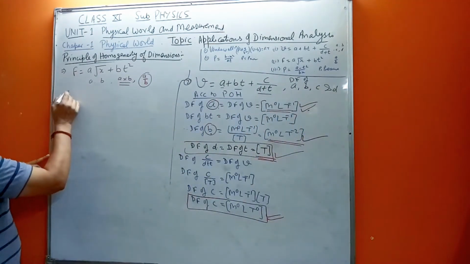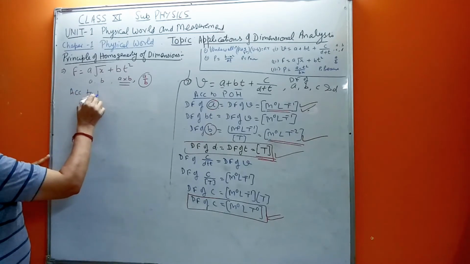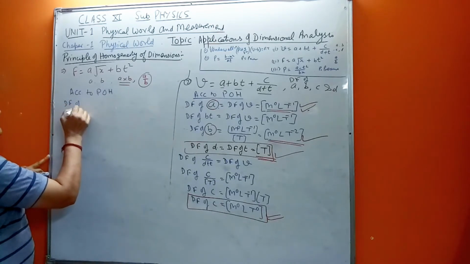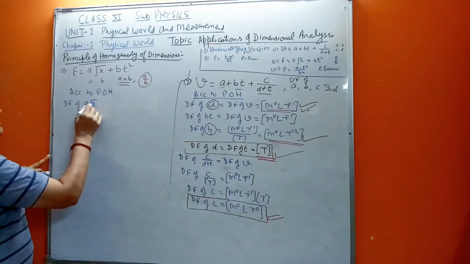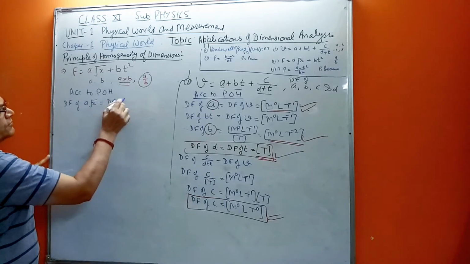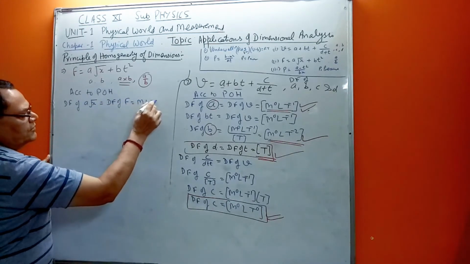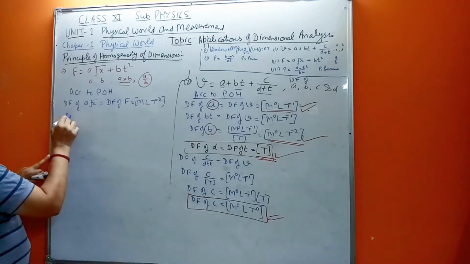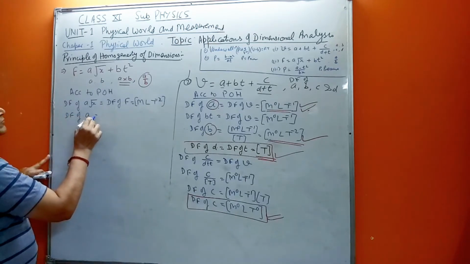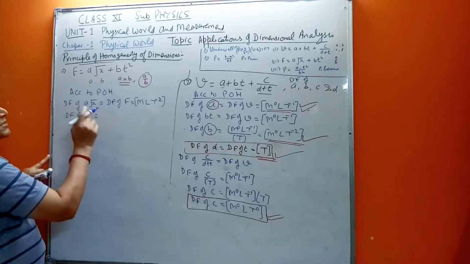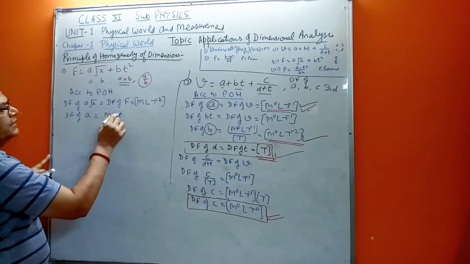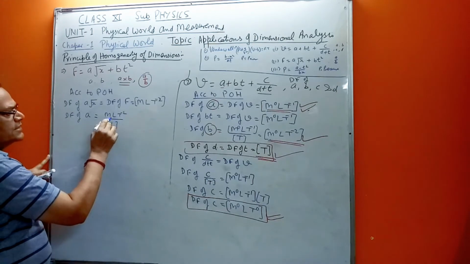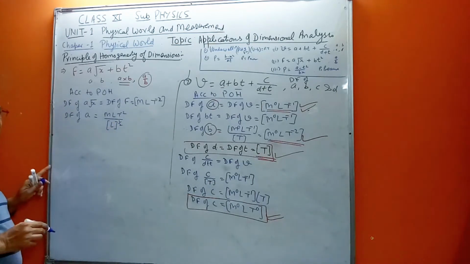So therefore we have to write it according to the principle of homogeneity: the dimensional formula of the first term, that is A root x, is nothing but the dimensional formula of force, and that we have studied already, MLT^-2. So therefore the dimensional formula of A will be, because we have to find these constants, MLT^-2 divided by root x. Root x means L, because the distance or the position to the power half.